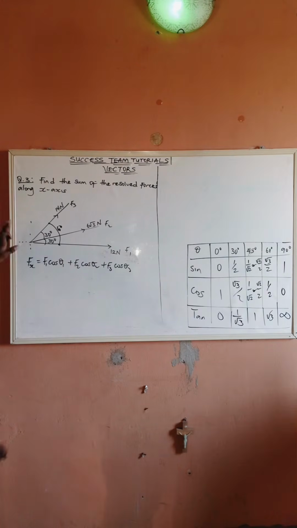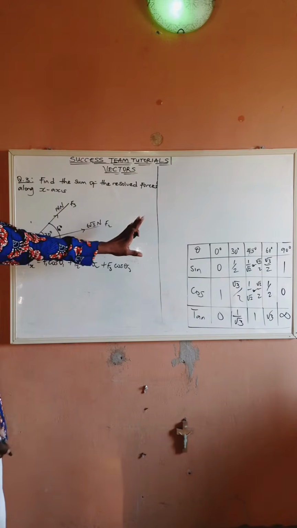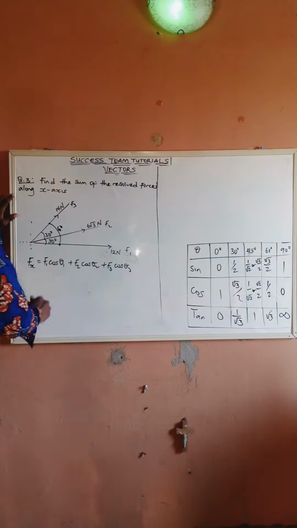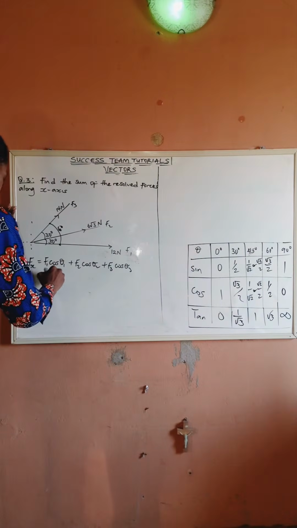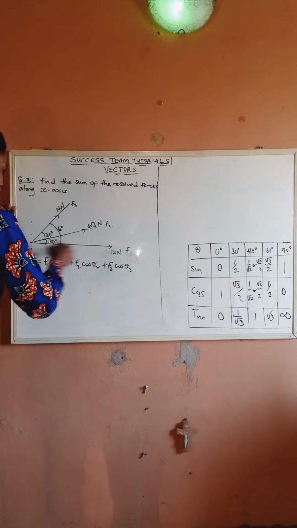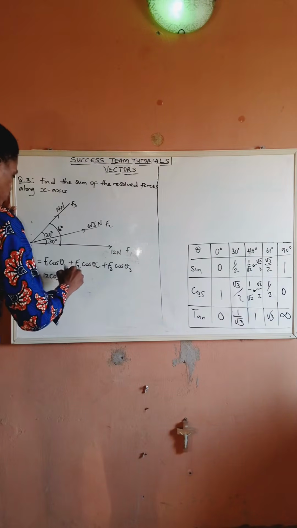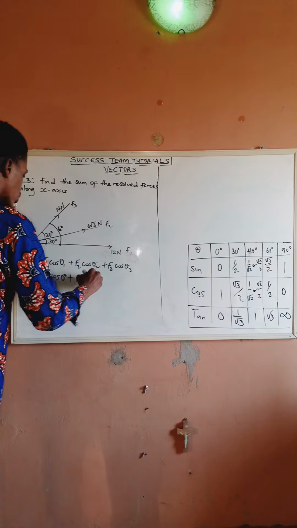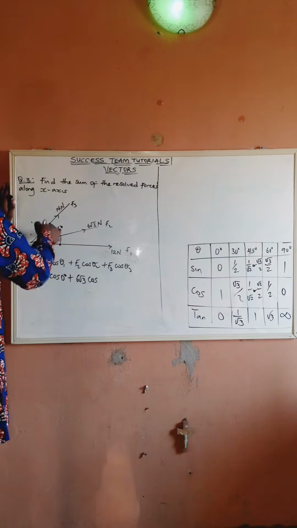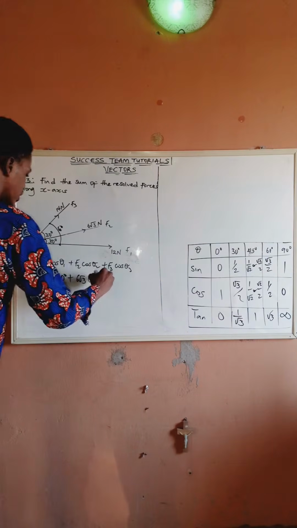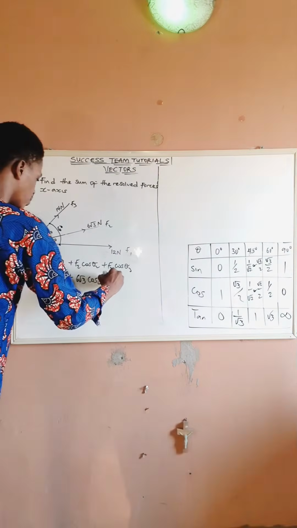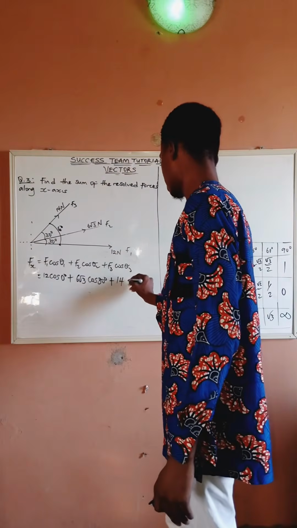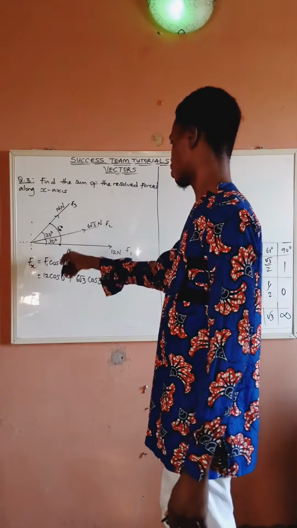This is the negative x-axis, this is the positive x-axis. So now I'm going to have F1, which is 12 cos 0 degrees, plus F2, which is 6 root 3 cos 30 degrees (from here to here is 30 degrees), plus F3. This is F3, that's 14 cos 60 degrees.